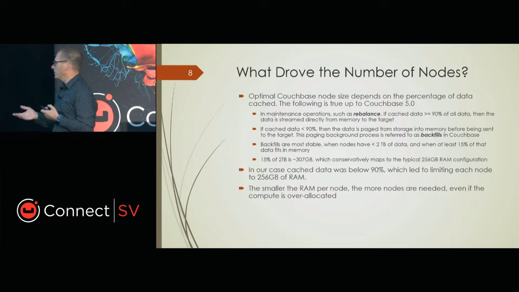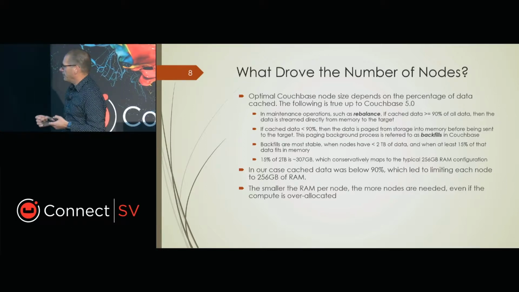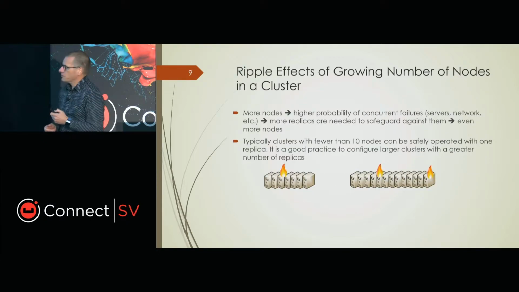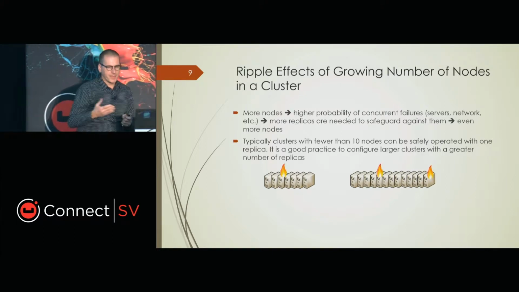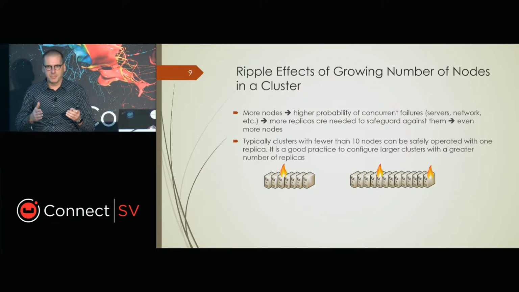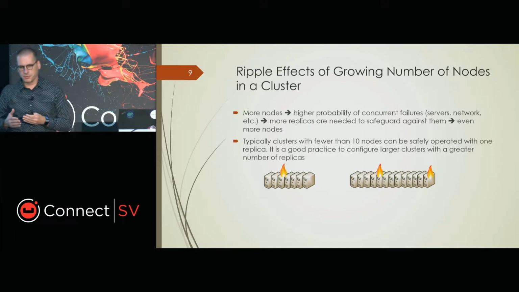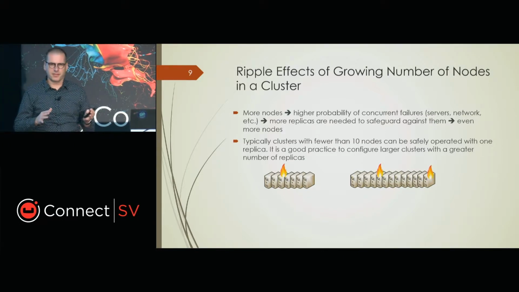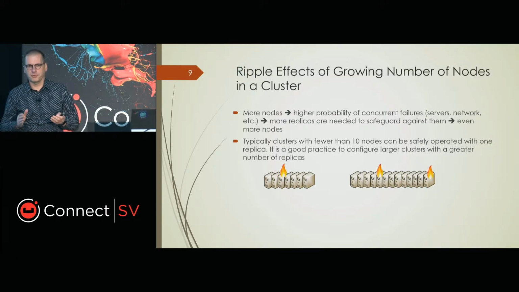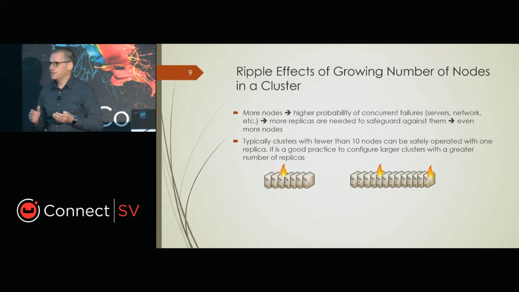The smaller the RAM, the more nodes we needed, of course. And we recognize that even though we have smaller nodes, we are going to end up with some over allocation in compute. So we went through and figured out how many nodes we would need to manage the amount of data that we're dealing with, which was in the region, I think, of about 15 billion documents. And we were up at around about 100 nodes. 100 nodes is tough.